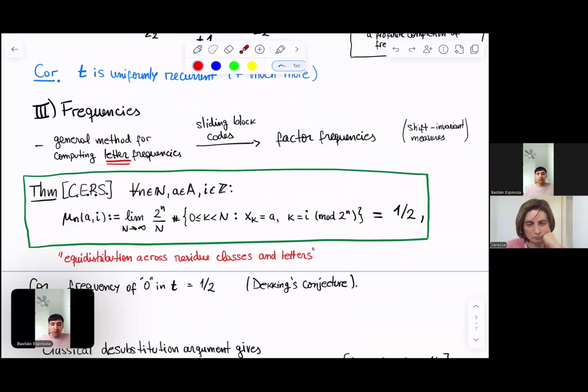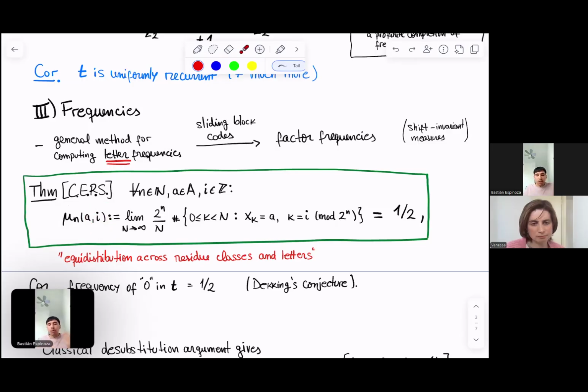I'm going to start with the theorem because it is a bit technical to describe. So what we're going to prove is something that is stronger than simply showing that the frequencies of both letters are the same. We need to be more precise. So we define this quantity first. This quantity depends on three parameters. It depends on the letter that we're going to look at. It depends on the level n, which is essentially a power of 2, and then a residue class I modulo this power of 2.